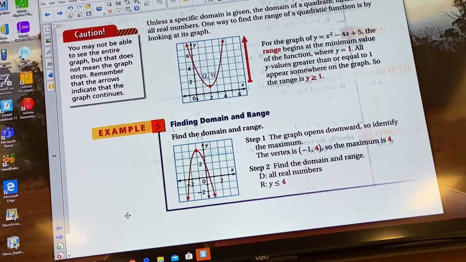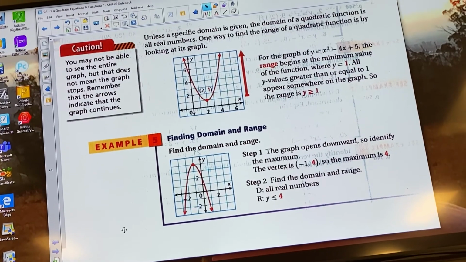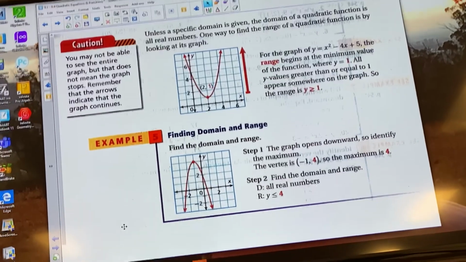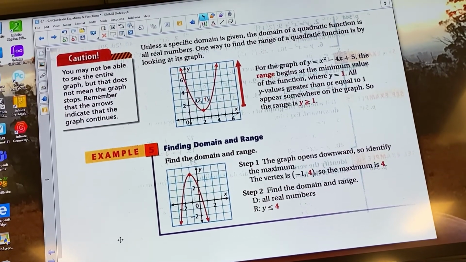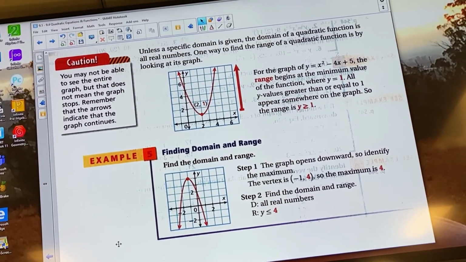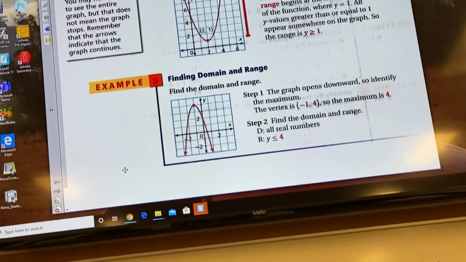Okay, we're going to talk about the domain and the range right now. The domain is a set of x values covered by a function. The range is a set of y values. So the total set of x values is the domain. The total set of y values is the range. Okay?